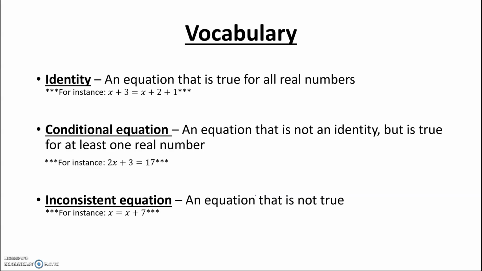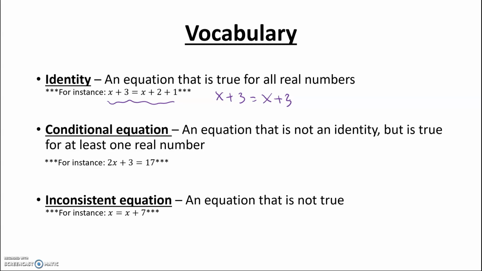So there's 3 different types of ways an equation can work out. The first way is called an identity, and a good example is where you can plug in any value for x and it will still be true. So over here you have x plus 3 equals x plus 2 plus 1. If you went ahead and combined terms on the right side, you got x plus 3 equals x plus 3.